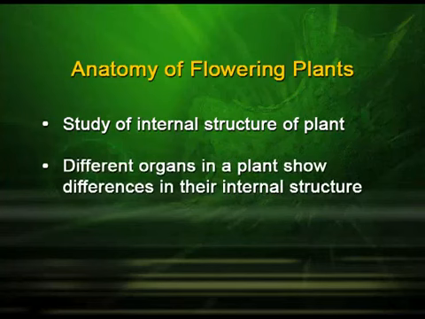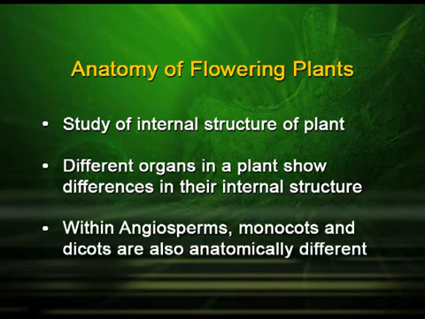Different organs in a plant show differences in their internal structures. Even in angiosperms, the dicots and monocots have a vast difference. In angiosperms or in any living organism, the cell is the unit of life. Cells aggregate and form tissues. The tissues form the organ. If we have a look at the anatomy of the organs, we find there is a marked difference between the dicots and the monocots. Cell is the structural unit of life.